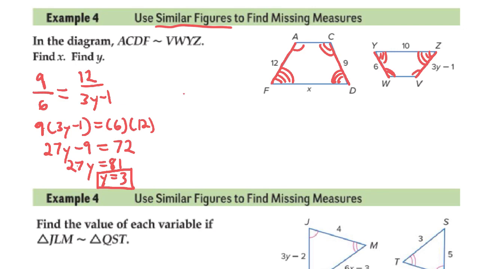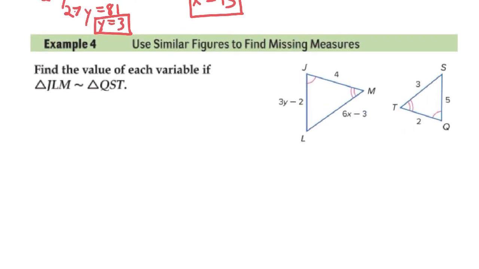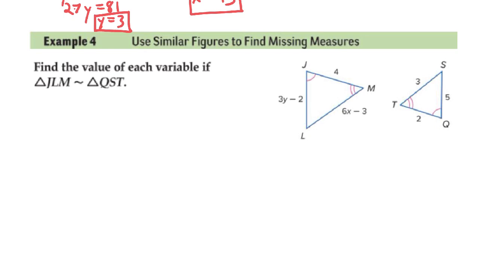All right, we repeat the process. We know that 9 over 6, that was big triangle to small triangle, is, here we go, x is to 10. That means 6x equals 90, or x equals 15. All right. So we're asked to find x and y, and we did. Great. Next problem. Use similar figures and find the missing measures. All right, why don't you try this on your own and then come back.